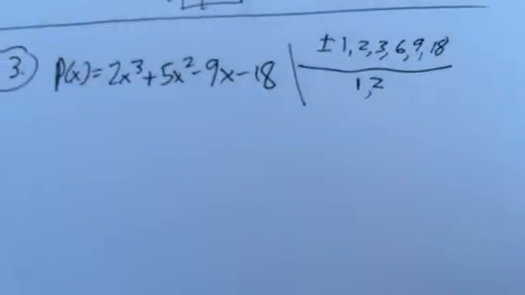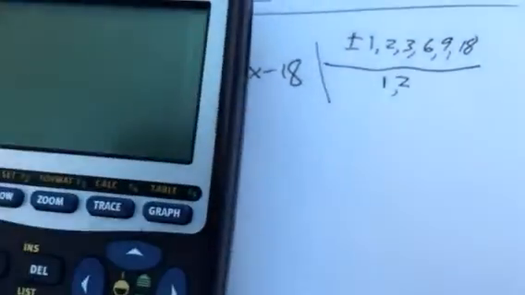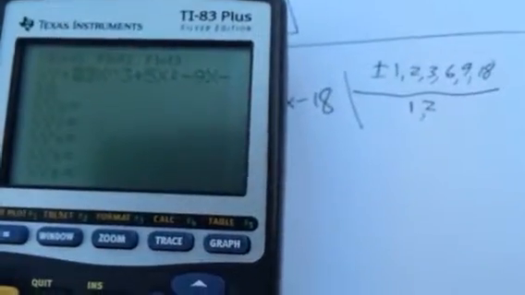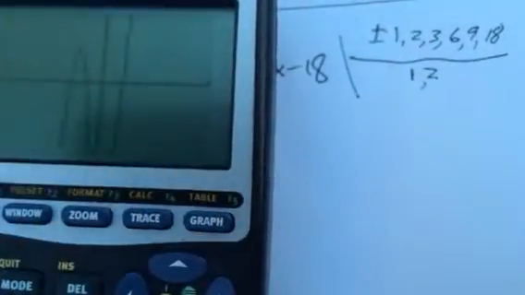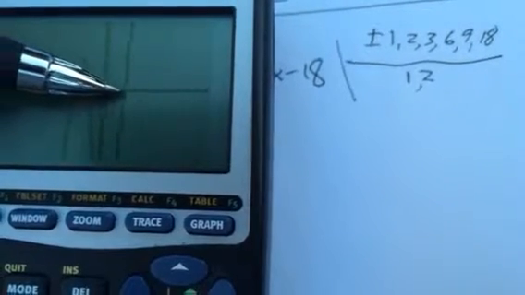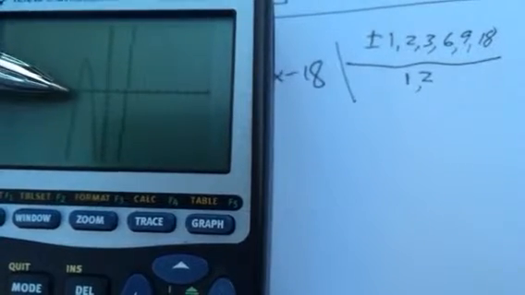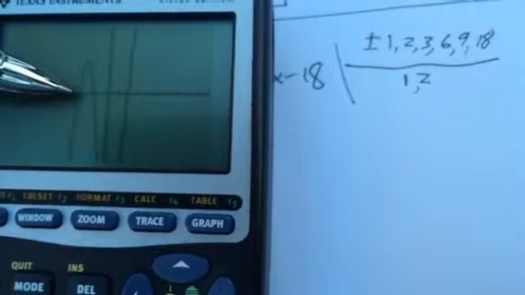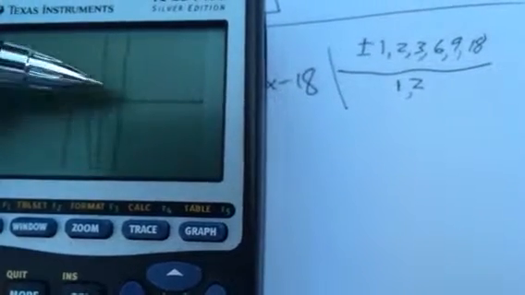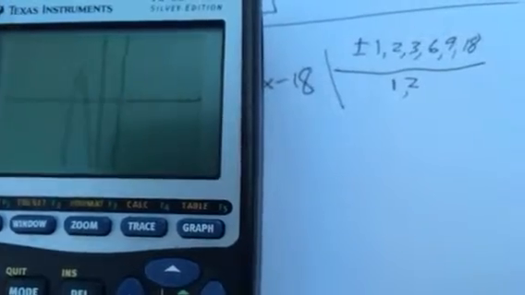So I think what I'm going to do is graph it and just see what I can find. As I graph it, it looks like there's probably something at 2, and probably something at negative 3. This might be negative 1.5. I'm not sure. So I think what I'll do is just try that positive 2 and see what happens.